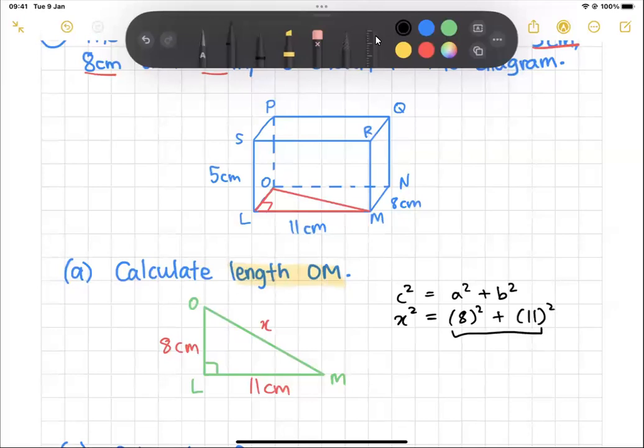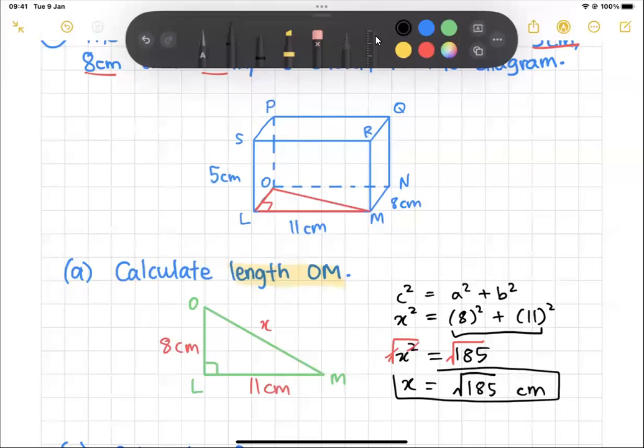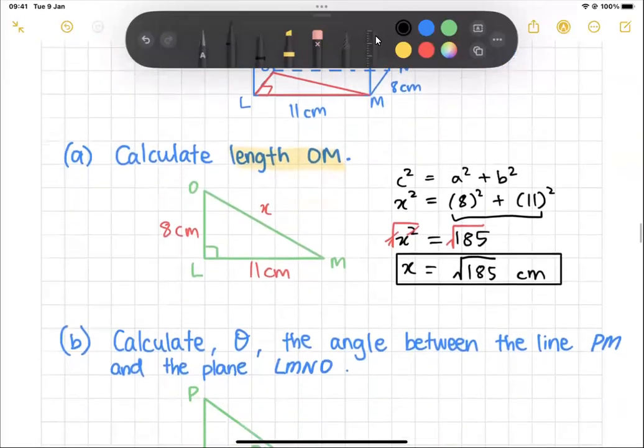Put this into your calculator and you should get 185 equals X squared. How do I get rid of a squared? It's using a square root. These will cancel out, and X will equal the square root of 185 centimeters. That is all for question A. Now let's look at question B.